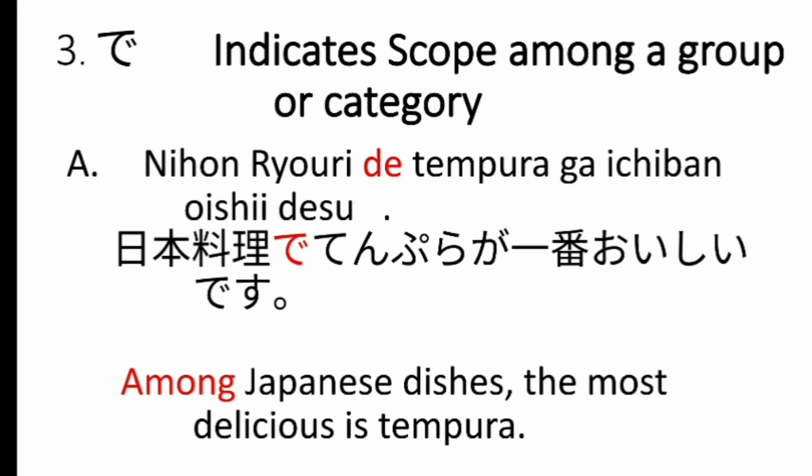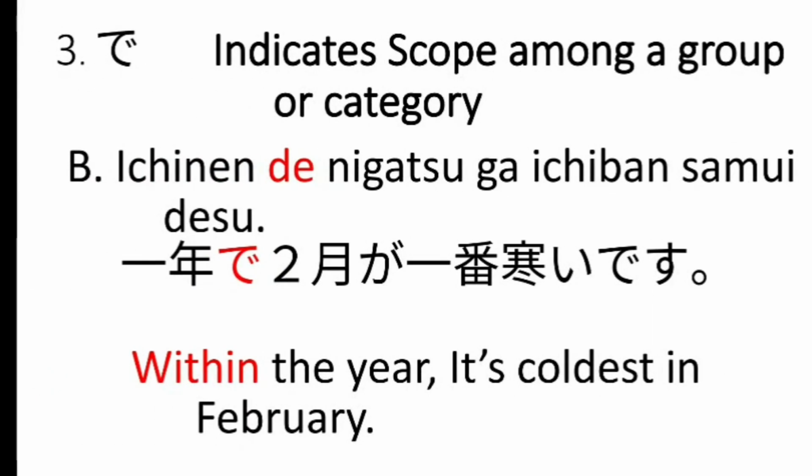And then you will say the most delicious among those dishes is tempura. Okay? Next example is this. It's the same, but in this case, it says about a year, time element. So in here we have 1年で2月が一番寒いです. Within the year, it's coldest in February.